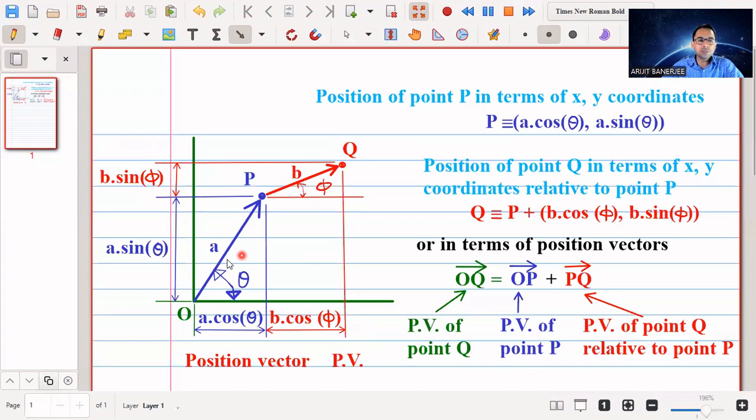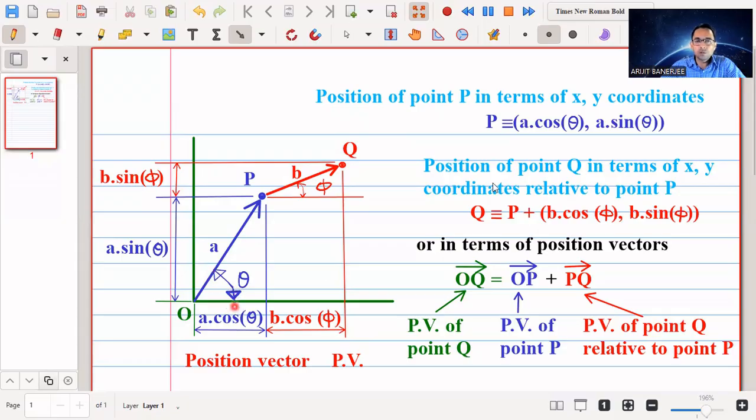Here you can see a two-dimensional coordinate system that I have drawn. The origin of the coordinate system is at O. Now let us define the point P. Let us consider the point P is situated at a location where the distance OP is, say, A, and the angle made by the line segment OP is theta, measured from the positive x direction in the counterclockwise direction.